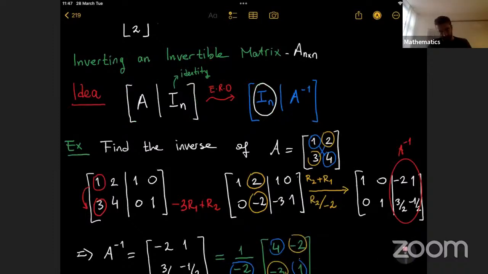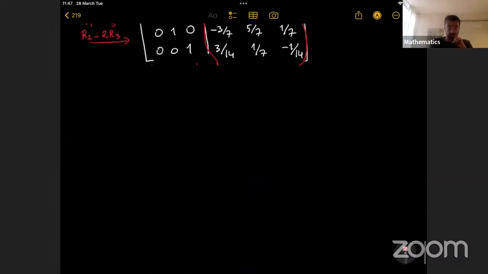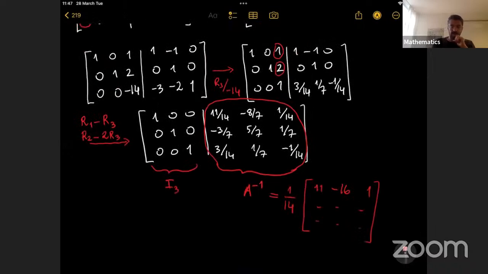Any other question? Well, there are also some other ways to find the inverse, but none of them are easier than this one. So I will not go into those methods. There is this adjoint method, which reduces the finding of the inverse to computations of determinants of the minor matrices, but to me, it's much more difficult than this one. So we will not teach it in this course.